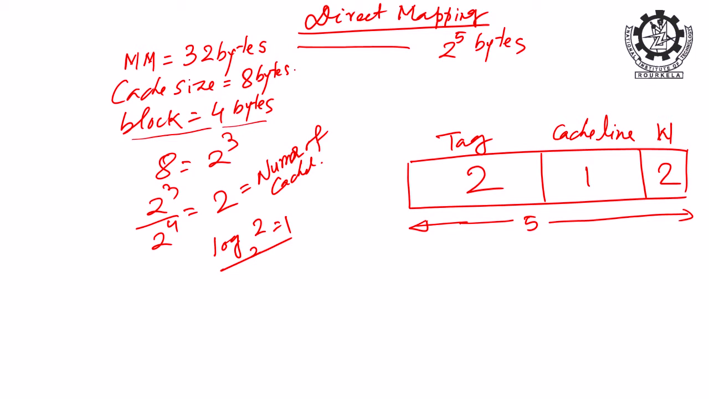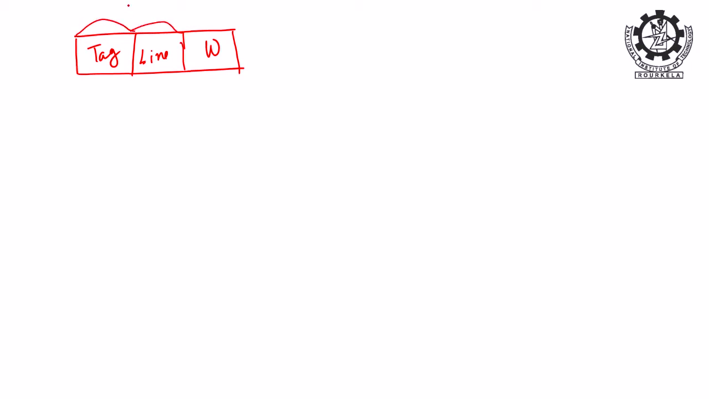So, in summary, for direct mapping, what happened? Main memory address is divided into 3 parts. One is word, this is line, and then this is tag. Let us say this one is S and this is R. So, obviously, this will be S minus R and this is W. CPU generates this address.